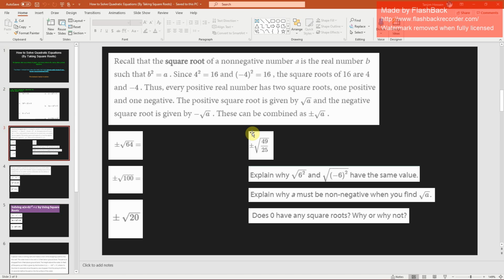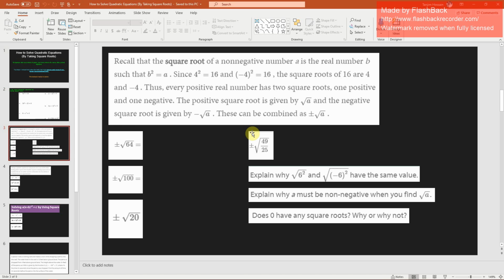Remember that quadratic equations can have up to 2 solutions. So they can have 0 solutions, 1 solution, 2 solutions. One easy way to find 2 solutions is by using the square root method, which basically says that if you're finding the square root, then there's going to be positive and negative, because of course remember that a positive times a positive gives you a positive, but also a negative times a negative. So if you look at that first example on the slide, the square root of 64 is plus or minus 8, because 8 times 8 is 64, but also negative 8 times negative 8 is 64.